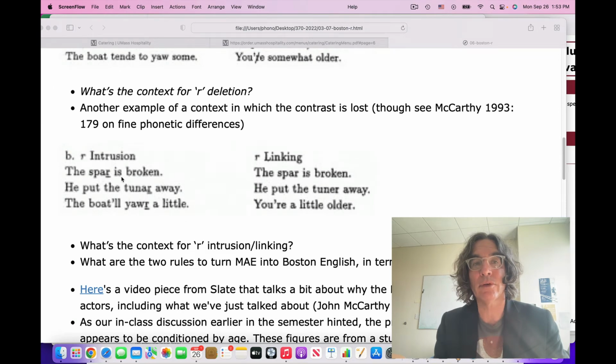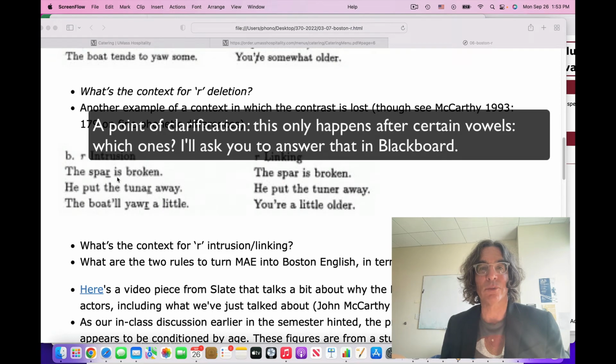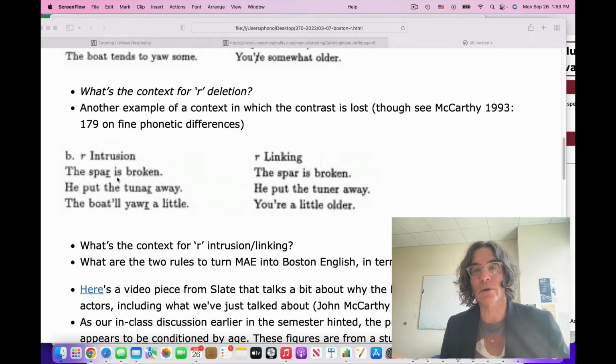When you have two vowels that come together in Boston English, in most speakers, now, there's a lot of variation in this particular case, but for at least some speakers, there is R insertion or R intrusion. So you get "the spar was broken." "He put the tuner away." So there would be an R no matter whether it was a vowel final word or a word that underlyingly started with R.